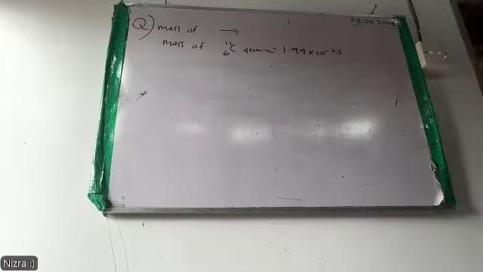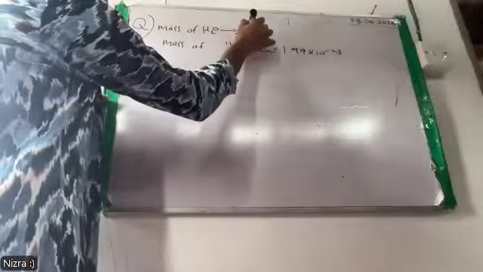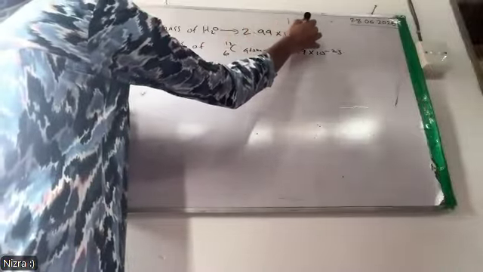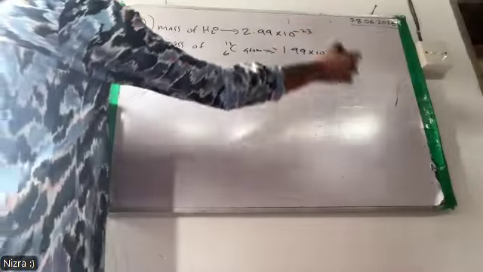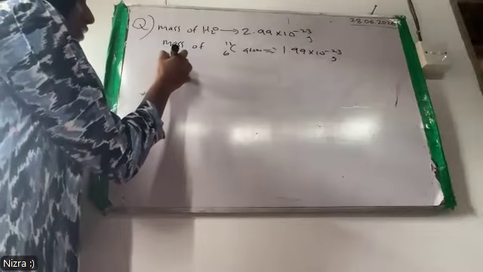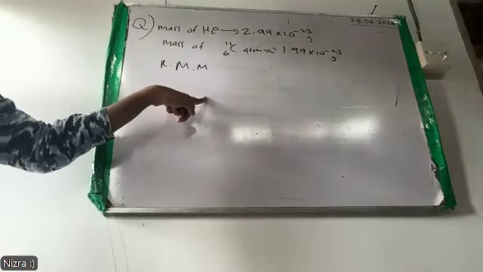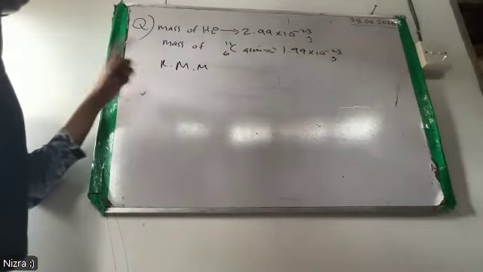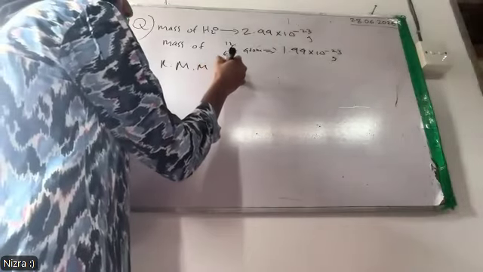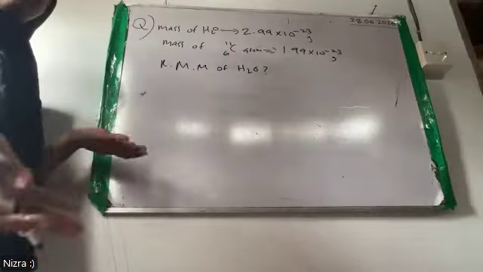Okay, they have given water. So mass of water. Water is what? H2O. 2.99 into 10 to the power minus 23 grams. All in grams. So now they will ask the relative molecular mass. Earlier I put RAM because it was an atom. Now it's a molecule. Okay, relative molecular mass of water they are asking.